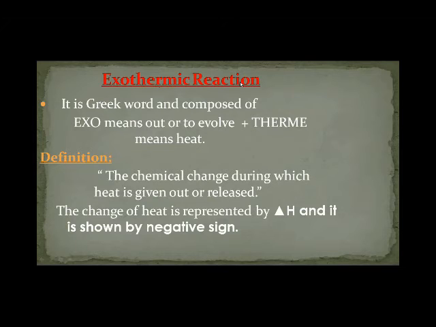So the chemical change during which heat is given out or released is called an exothermic reaction. The change of heat is represented by delta H. Delta is a Greek word meaning change in a property, and for exothermic reactions it is shown with a negative sign. Whenever the delta H value has a negative sign, it means the reaction is exothermic.